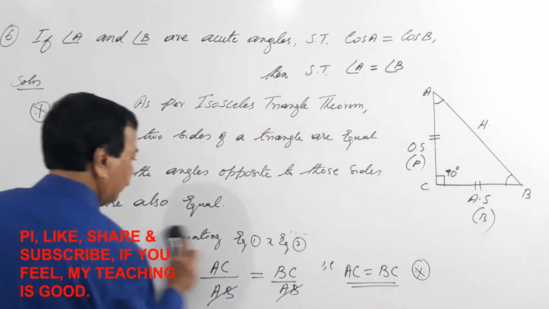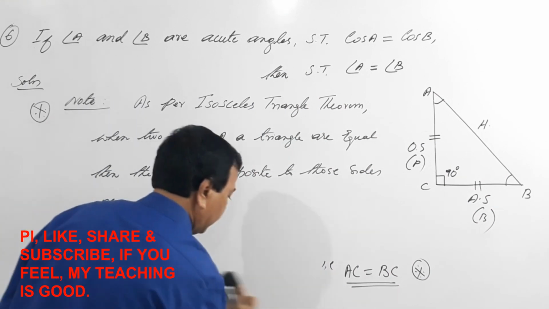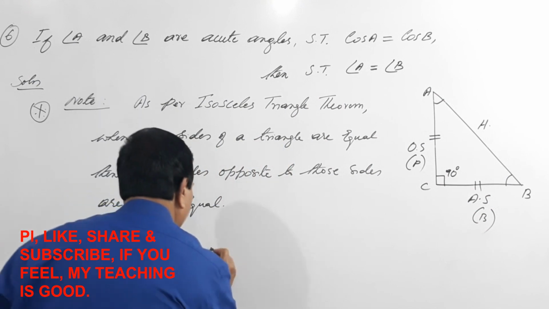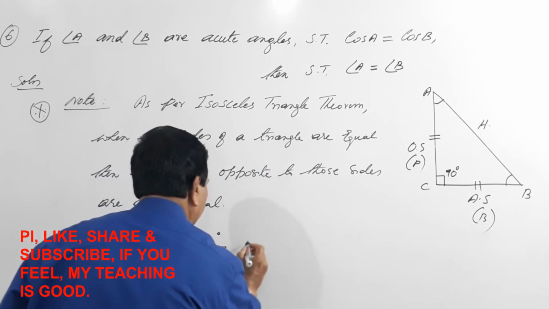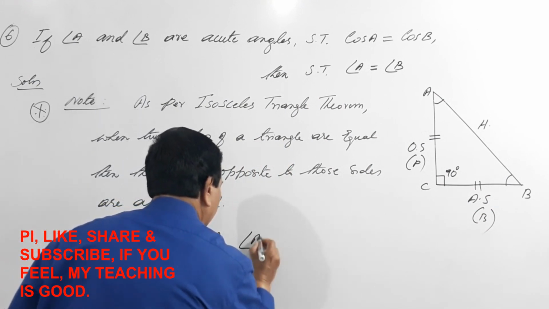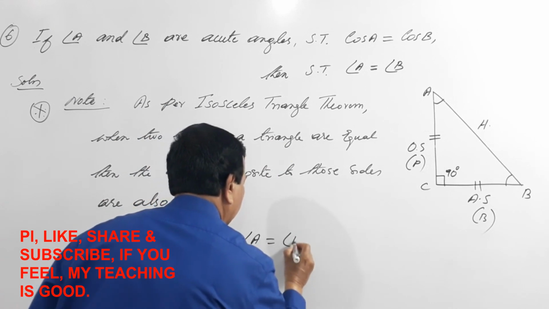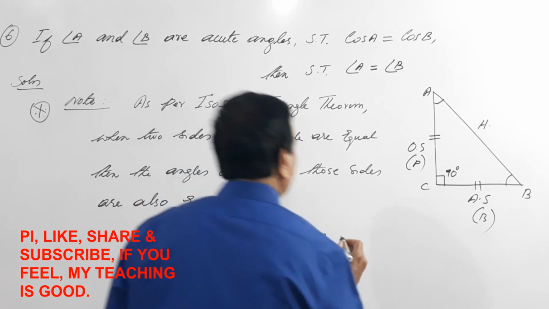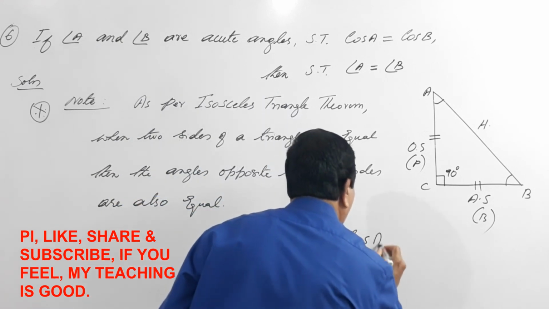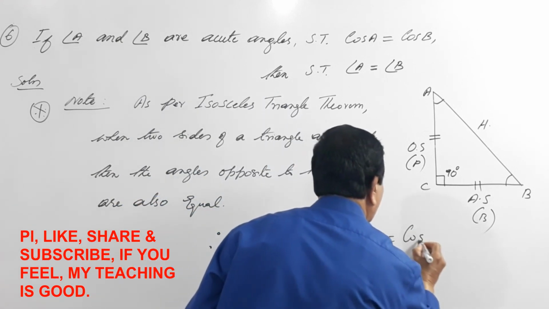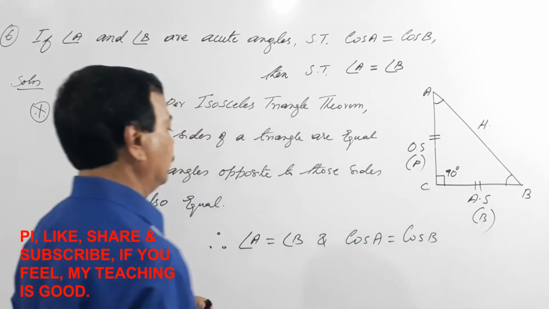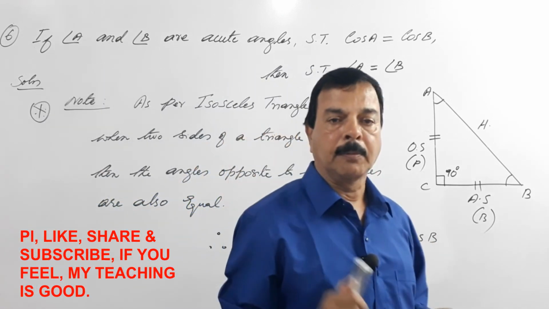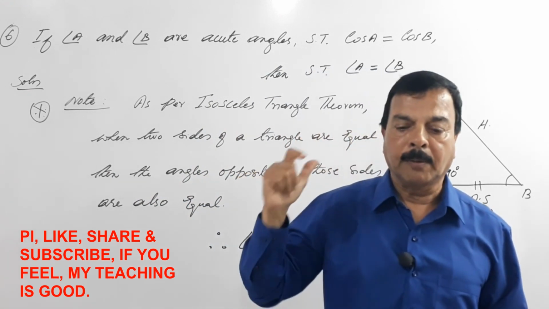Therefore, angle A equals angle B and cos A equals cos B. So we have proved both the cases. So this problem number 6 is done, and we go to problem number 7.